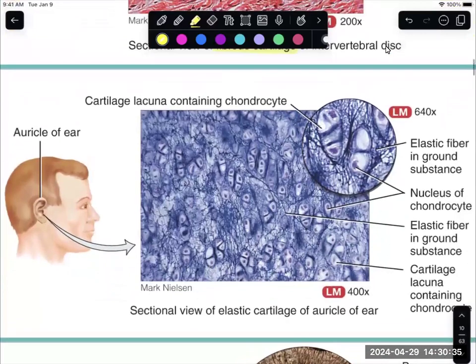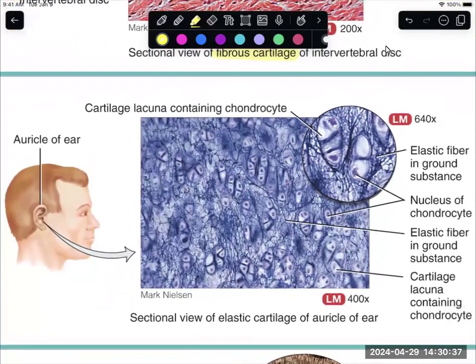The other type of cartilage we have is elastic cartilage. All of these black fibers are elastic fibers. All those little black pieces, strings, they kind of look like little spider webs almost, but that's all elastic fibers. All of these elastic fibers allow this tissue to stretch. So your ear is made of this elastic cartilage.